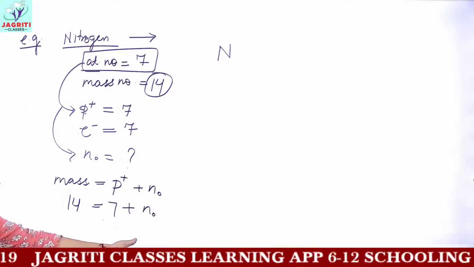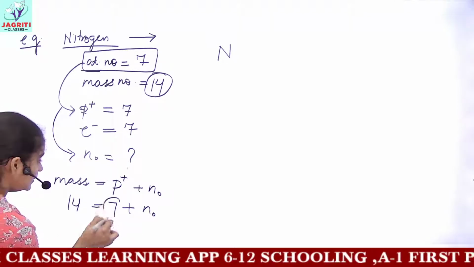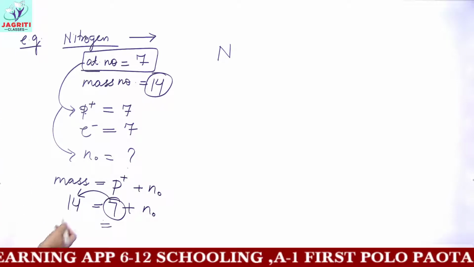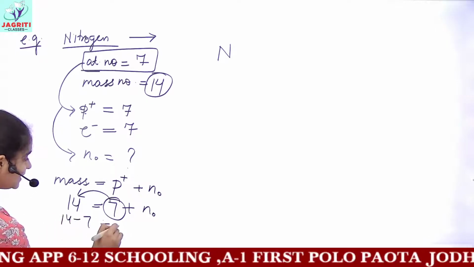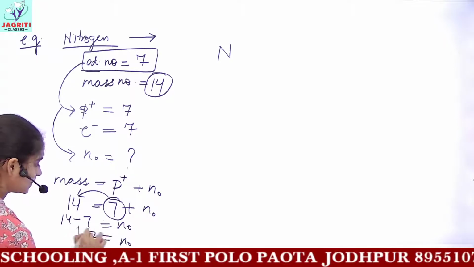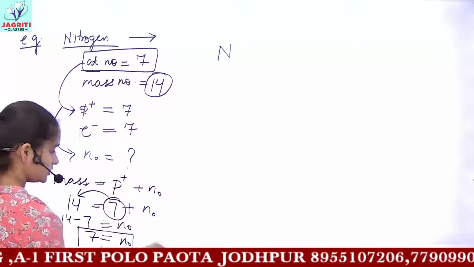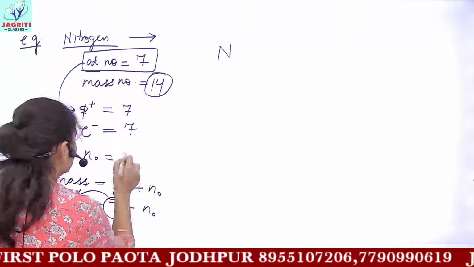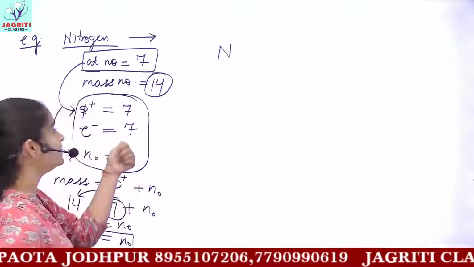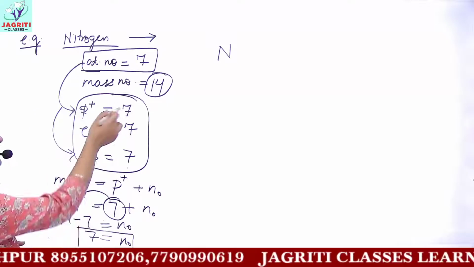N0 here represents the number of neutrons. So N0 can be found by taking this 7 to your left hand side. So this would give you 14 minus 7 equals N0, and so the value of N0 will be 7. That is, in the case of nitrogen, the number of neutrons is also 7. So in nitrogen, all the 3 subatomic particles are 7 in number. That is, the number of protons, electrons and neutrons are 7.